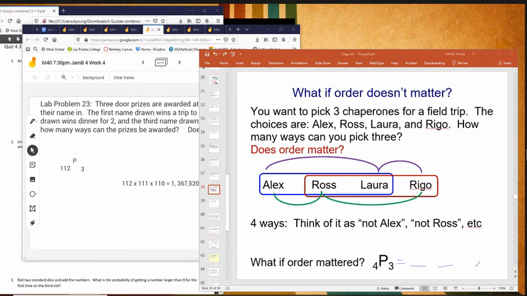Everybody on board with that? If order doesn't matter, it's 4. Okay, we'll come back to that in just a couple minutes.